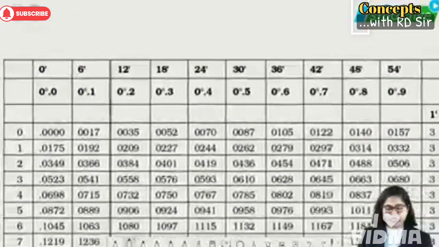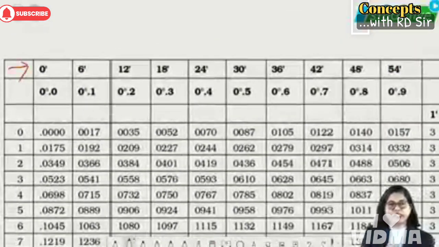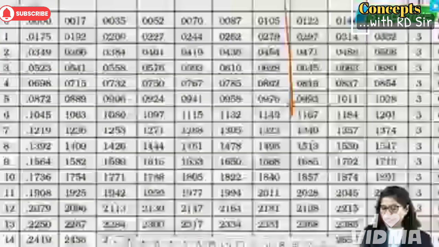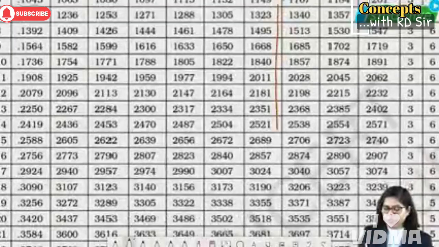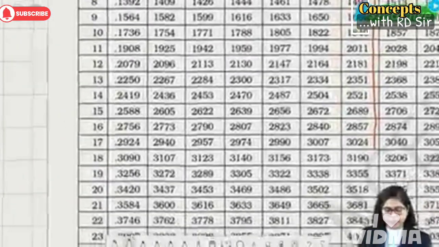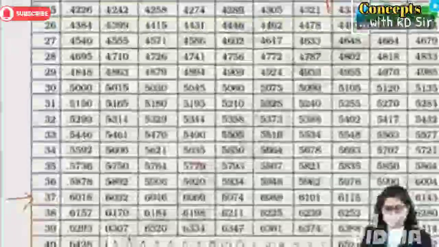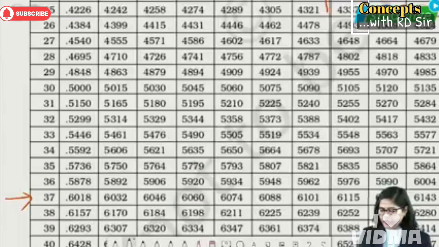Which column? Now look at this. Here the first part is given in all minutes. Here the second part is given in all degrees, right? So 0.6 degrees is here. 0.6 degrees. So in this column I am going to check, right? In this column I am going to check. Okay. Now look at this particular part. So I am going to check in this particular column. This is the column, right?